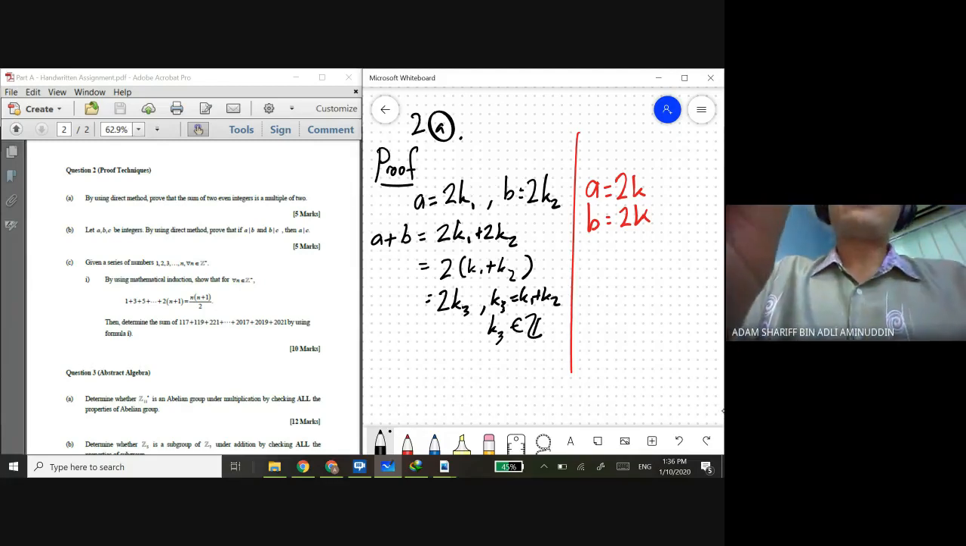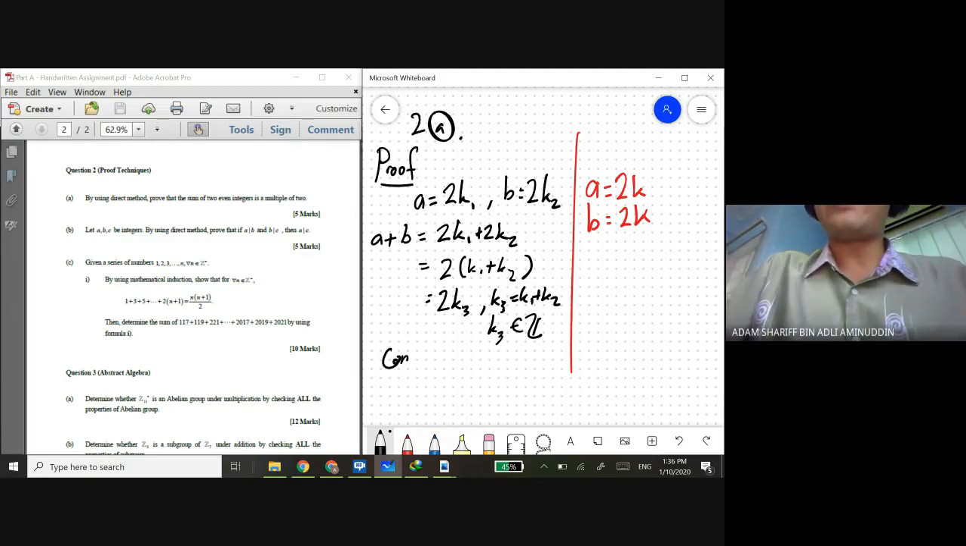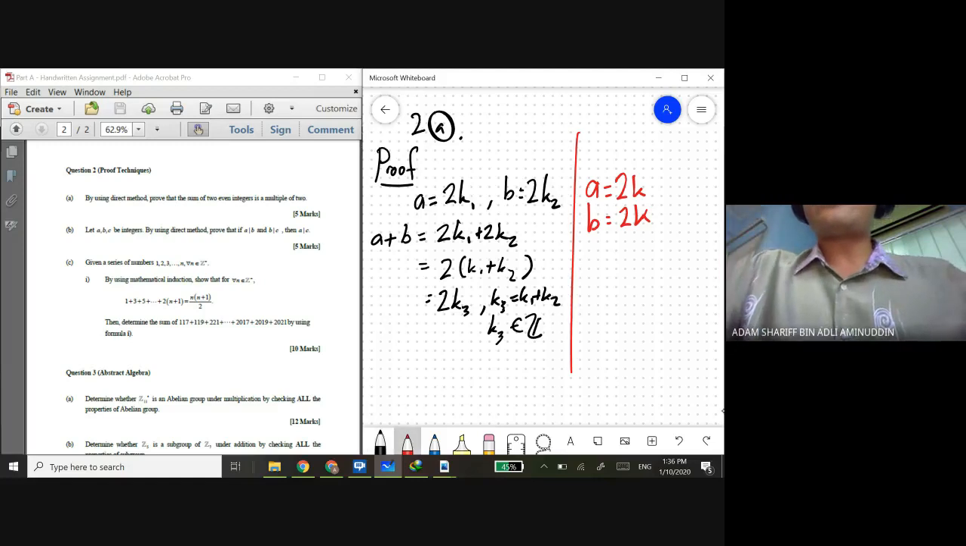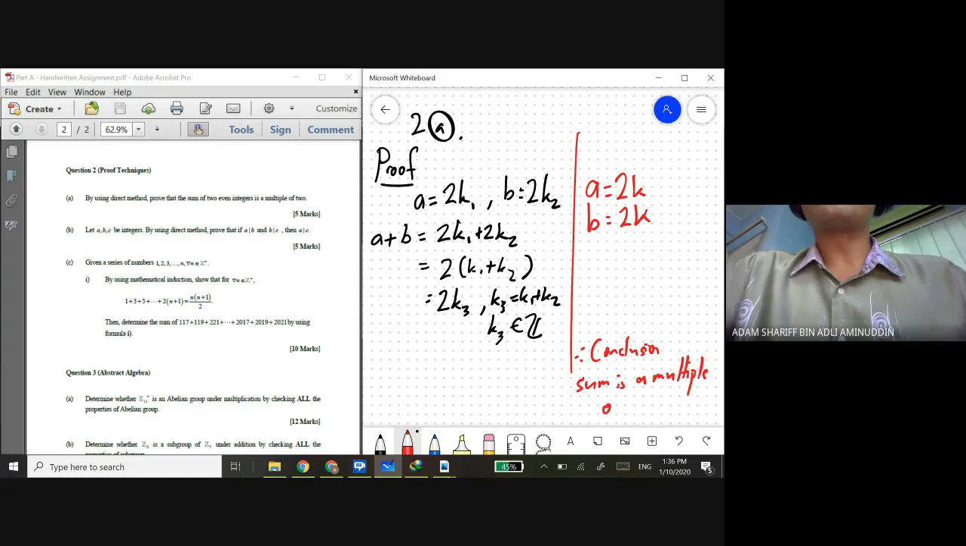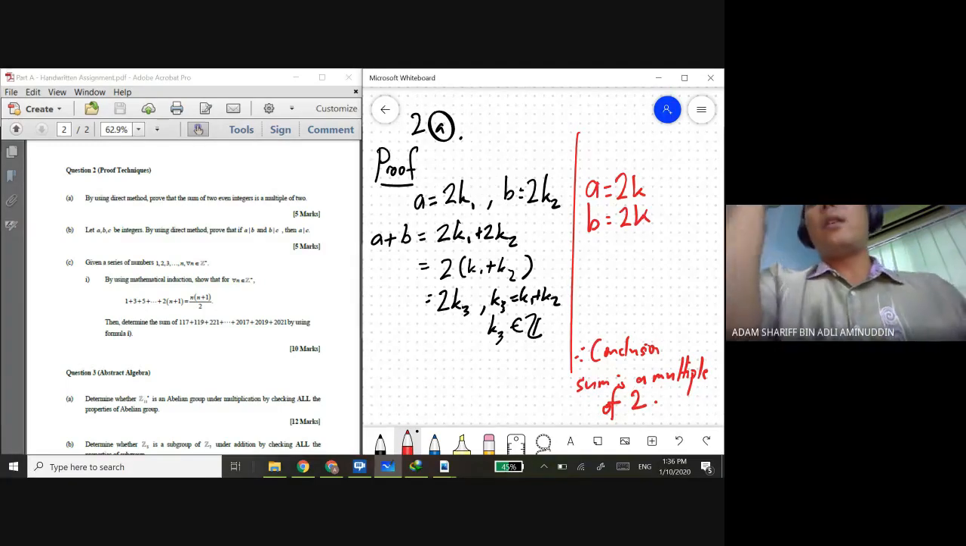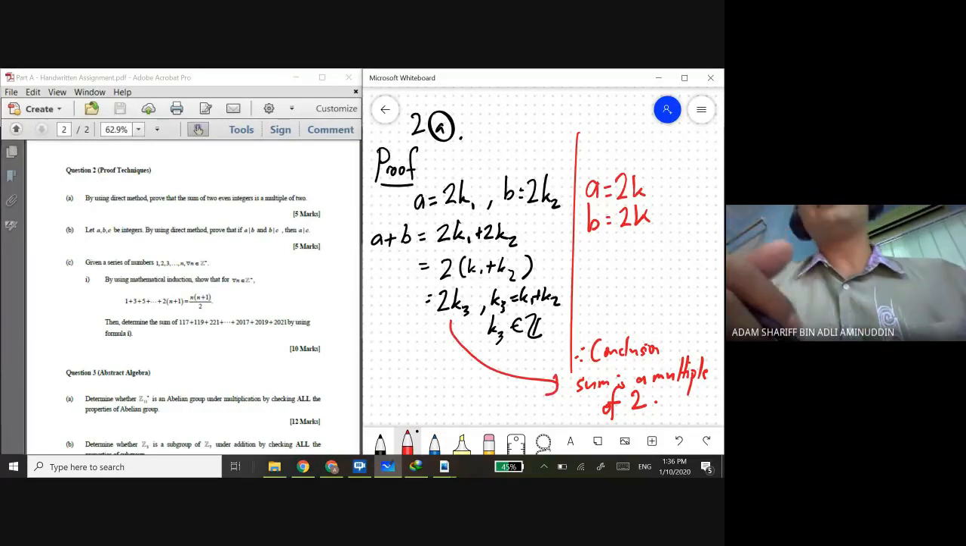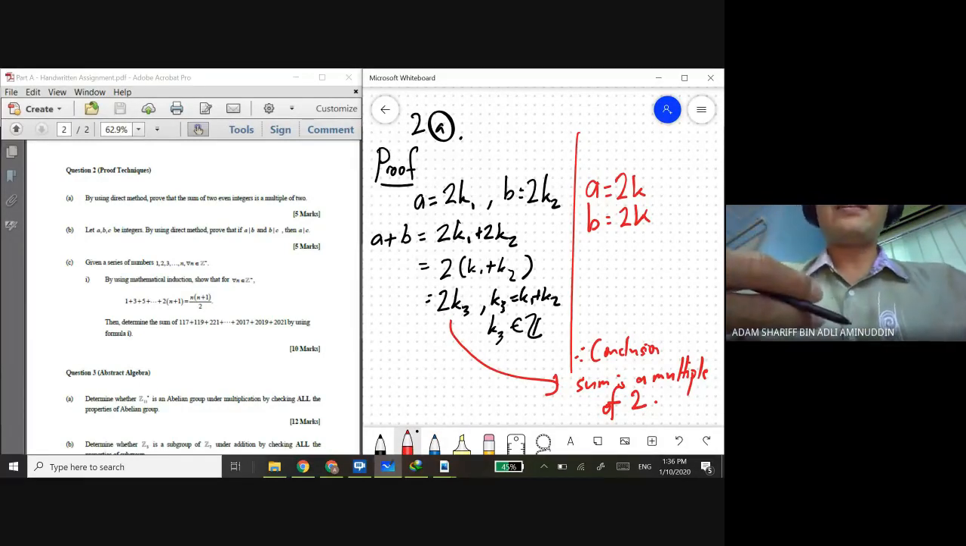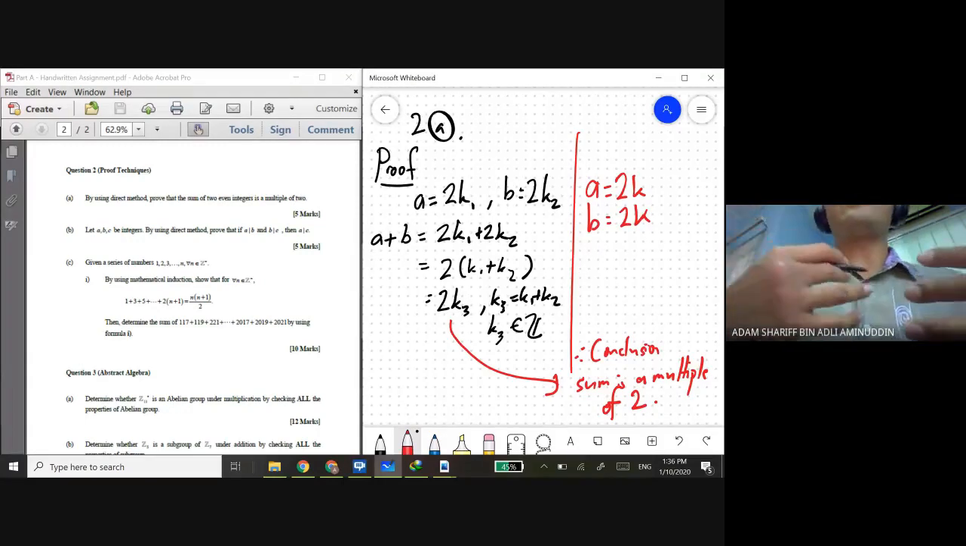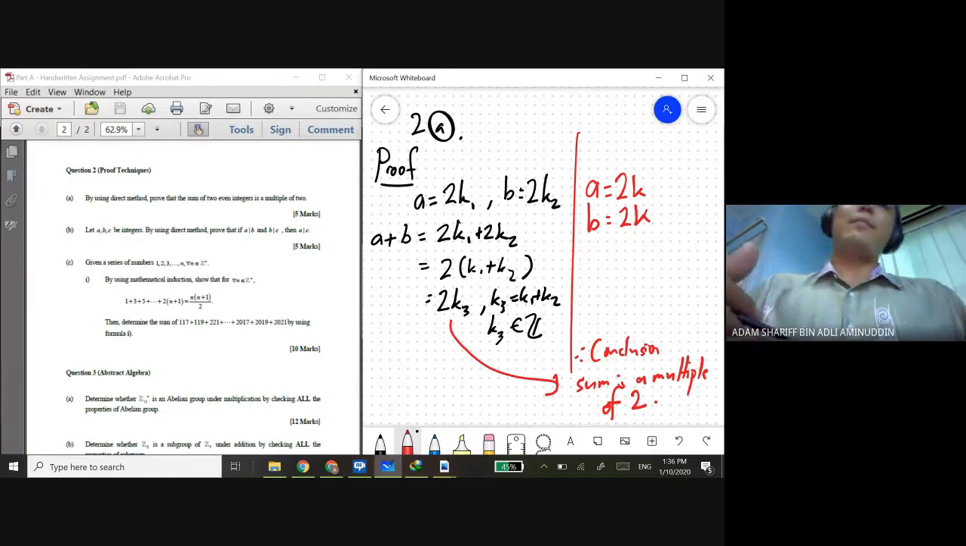You say like this, conclusion, suddenly you letak, okay, salah you letak jalan kerja dah sama. Conclusion you, sum is a multiple of 2. Ada lagi nak masuk, saya nak habiskan dulu. Okay, from here to here, can you suddenly really say that this is a multiple of 2?